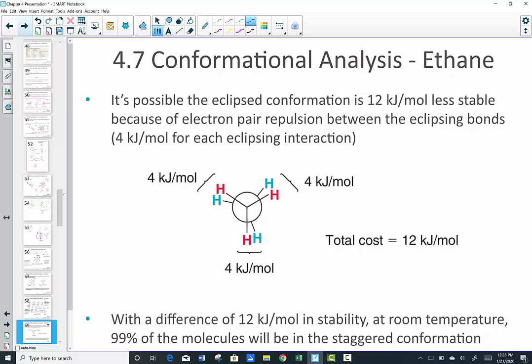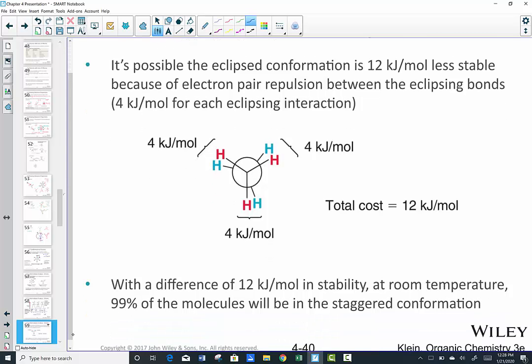certainly will. So with that difference, it seems like such a small number, 12 kJs per mole, but it's really significant. Each time we have an H to H interaction, you're adding 4 kilojoules per mole of energy requirement to just stabilize the repulsive theory, those electrons that are at war with one another. So the total cost is 12 kJs per mole because each interaction requires 4 kJs. So at room temperature, 99% of these molecules are going to be in staggered conformation. That's the preferred conformation because it's of lower energy.